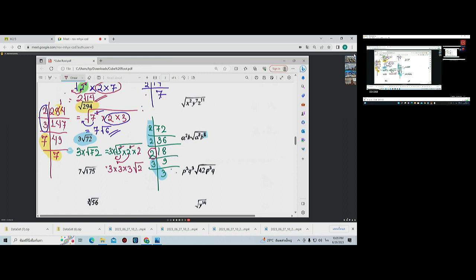This is 2, right? 3, 2. They come out, but this 2 remains as root 2. Do you understand up to here? Now what is 3 times 3 times 2? 18 root 2. So your answer is 18 root 2.